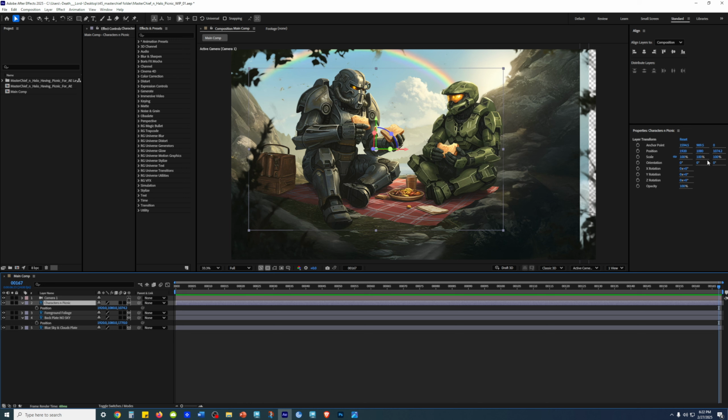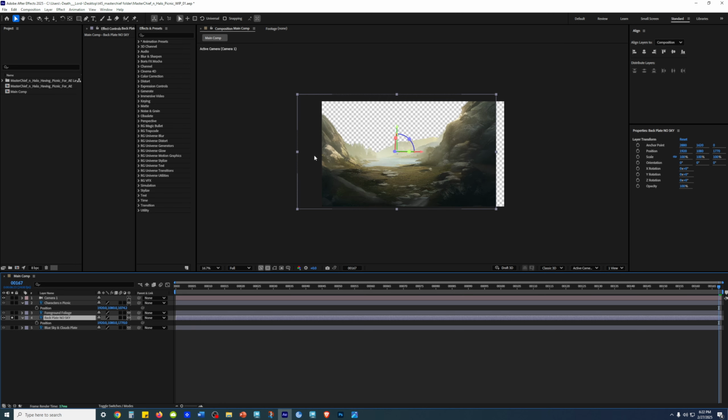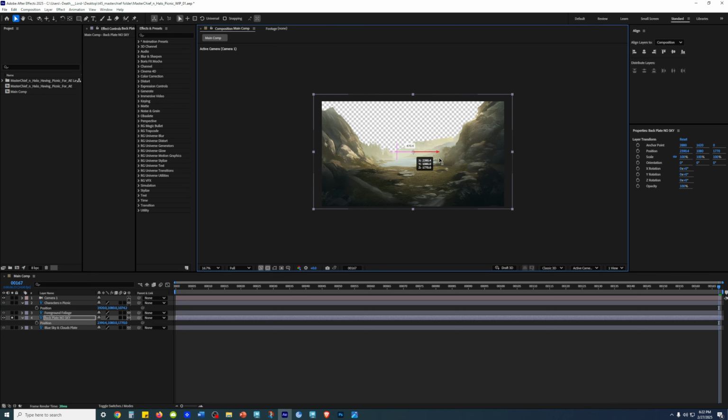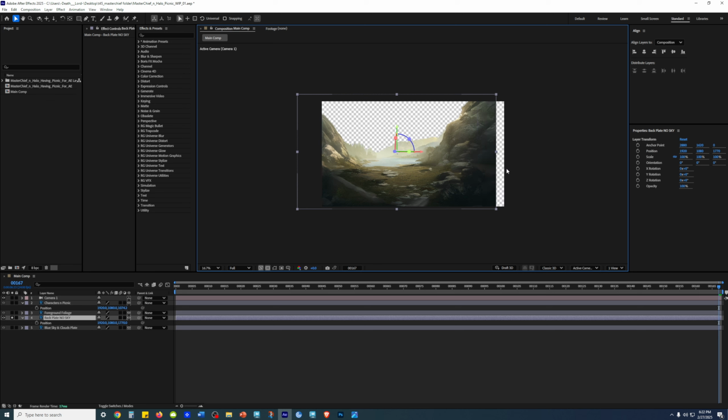So I'm noticing here, alright, so the back plate, which is this, it looks like it's tilted away, right? Like as if it should be more like this. It looks like it moved, but it didn't. From what I remember, I think the camera is causing this, because the camera is shifting.